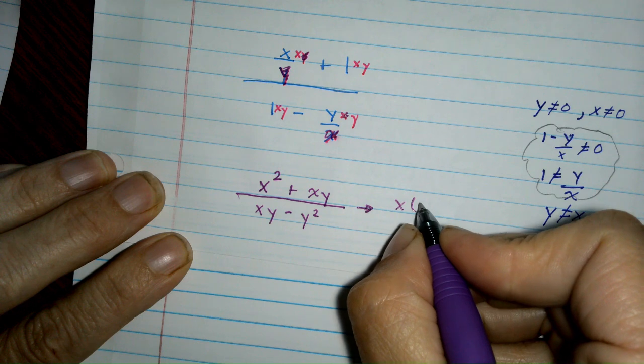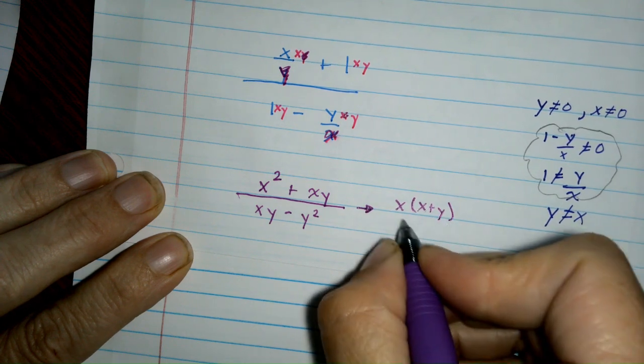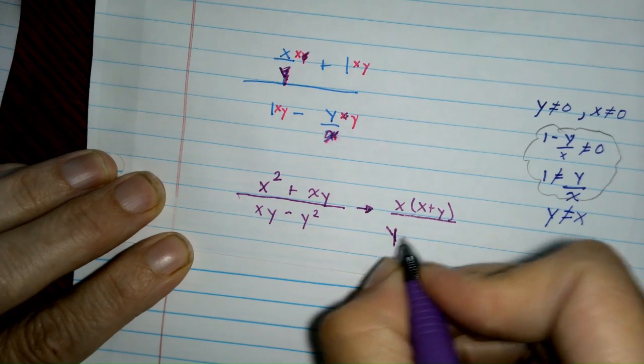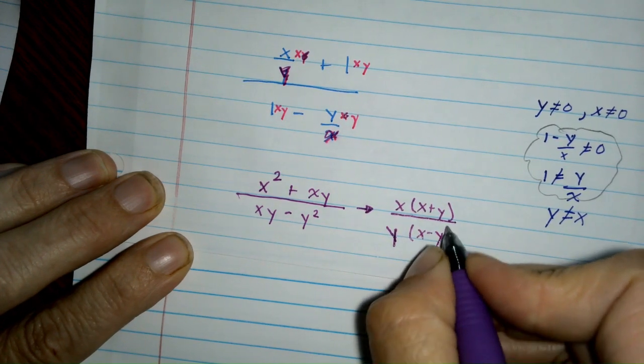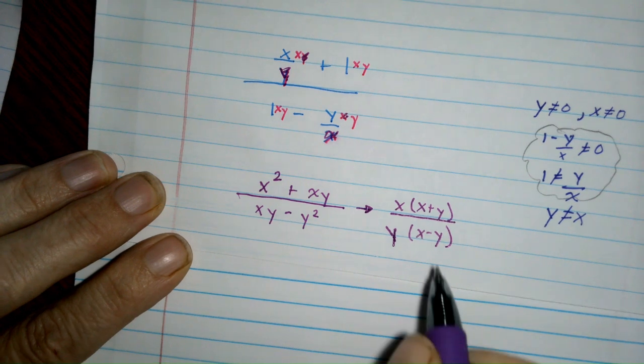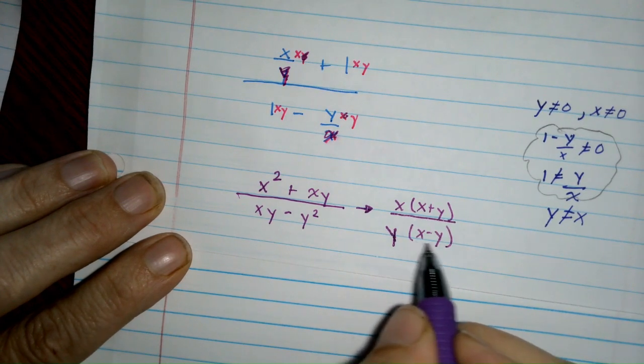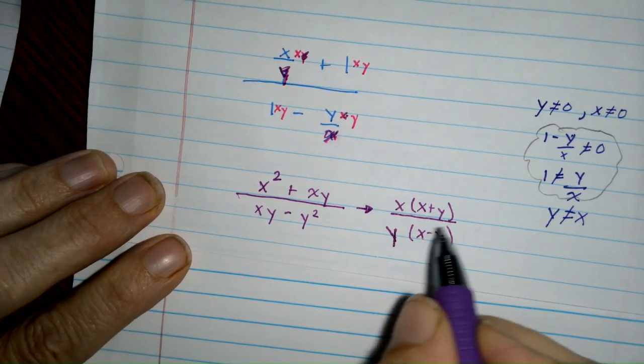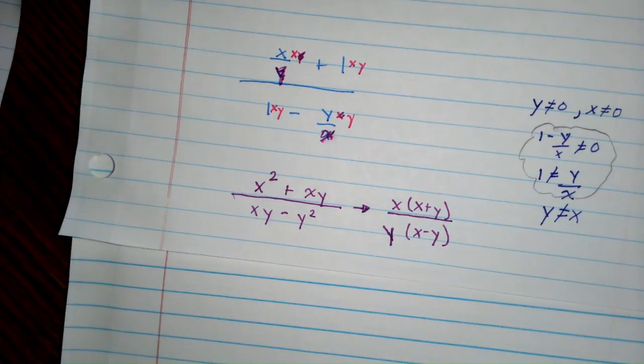x plus y, x minus y. Okay, so right here, we're also seeing that x cannot equal y, because if they were the same, it would equal 0. Nothing factors, nothing reduces, so we're done. x can't be 0, y can't be 0, and x cannot equal y.